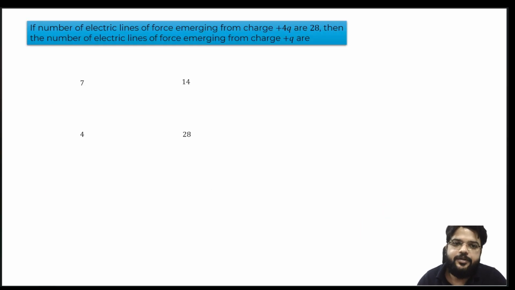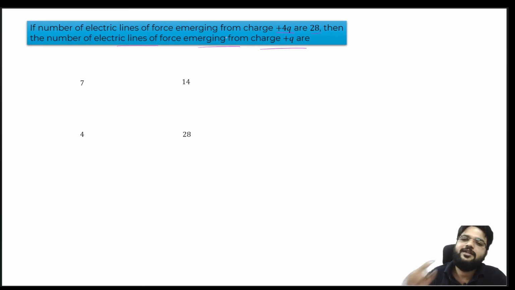Let's see this question, everyone. If the number of electric lines of force emerging from the charge plus 4q is 28, then the number of electric lines of force emerging from charge plus q is, correct? This is the question. So we know that between the field lines and the magnitude of charge we have proportionality, correct? So we will use the unitary method here, everyone. The unitary method can be used here because we have proportionality between the magnitude of charge and the field lines.